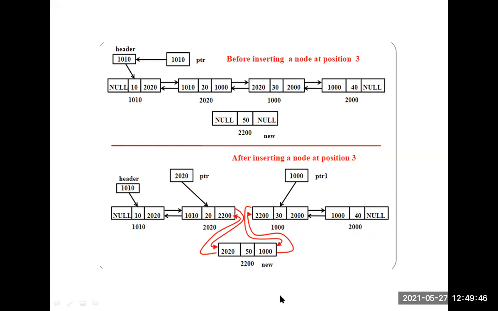Okay, so this is about the double linked list, and tomorrow we will discuss the circular double linked list. After that, we have two concepts remaining in the third unit: sparse matrix and polynomial. Then the third unit is over.